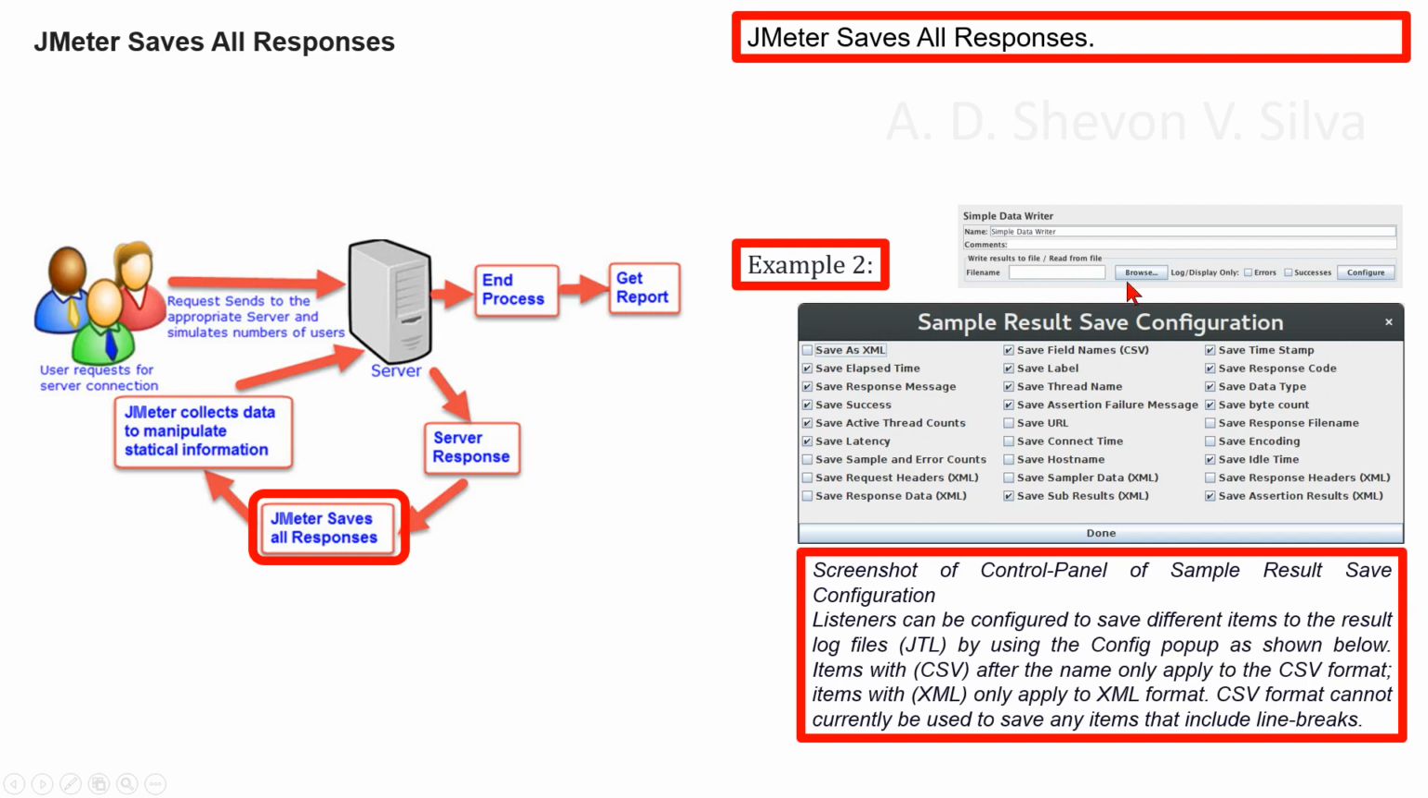Browse, the file browse button. Errors: select this to write only results with errors. Success attribute: select this to write only results with success. If neither errors nor success is selected, then all results are processed. You can see the configure button here.